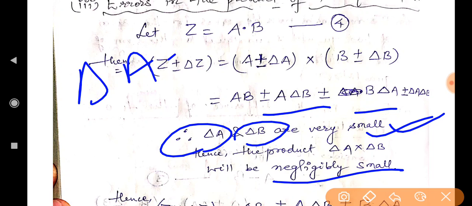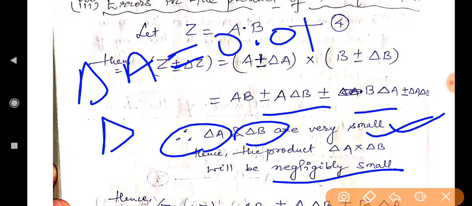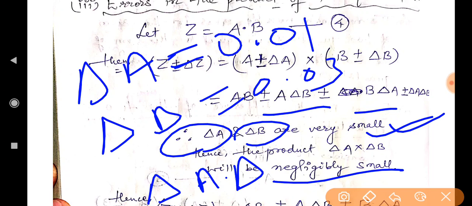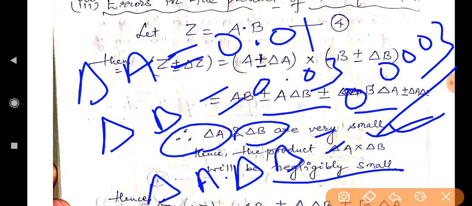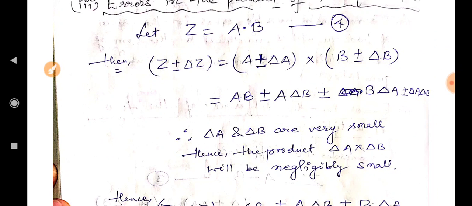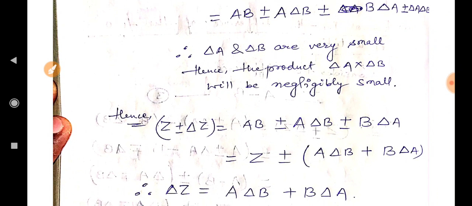Suppose we are measuring some value of A and delta A is 0.01, and delta B is 0.03. Then what will be the value of delta A into delta B? This will be more and more small, 0.0003. So it is negligibly small, so it can be neglected. The product of delta A and delta B can be neglected.